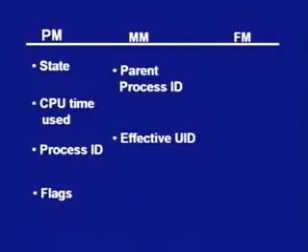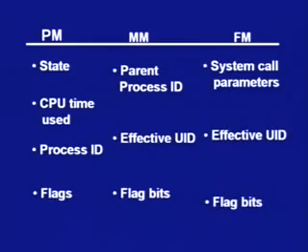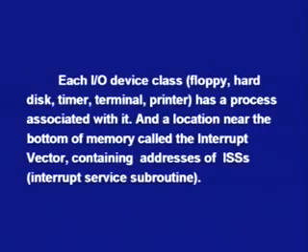Continuing with the same thing, we shall also note the state of the process. So whether it is running, or it is suspended, or it is blocked, or it is ready. So the state of the process. Then the operating system also keeps account of how much time the process has used the CPU. There's a field for process identity and the various flags that are used by the process. Similarly, for the memory management portion of the process table, we might have information about the parent process, what is the ID of the parent process, what is the effective user ID of the process, and other flag bits. For the file management portion also, we might have some system call parameters, an effective UID, and file bits.